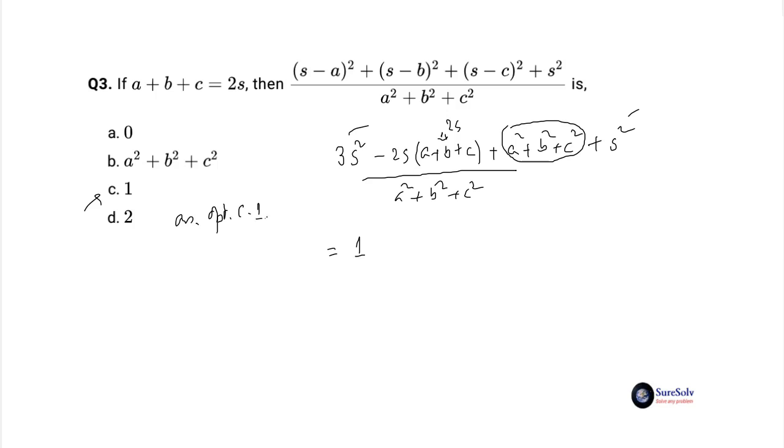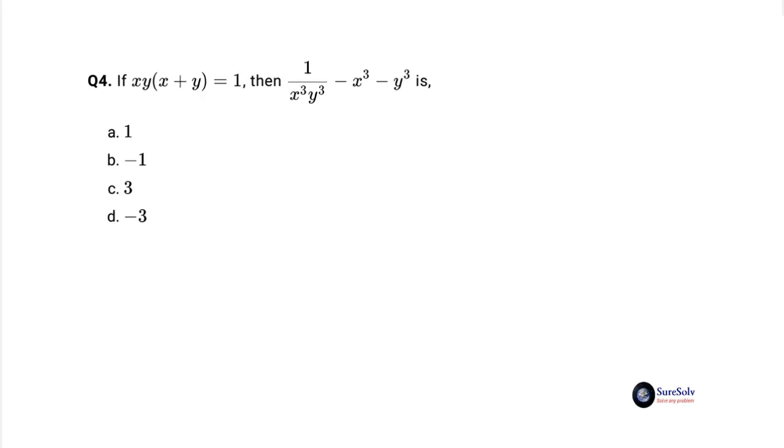Let's solve the fourth problem. The question 4 is, if xy multiplied by x plus y equal to 1, then 1 by x cube y cube minus x cube minus y cube is option A 1, option B minus 1, option C 3 and option D minus 3. How to combine 1 by x cube y cube with minus x cube minus y cube? We look to the given expression and immediately find the way out. 1 by xy equal to x plus y.